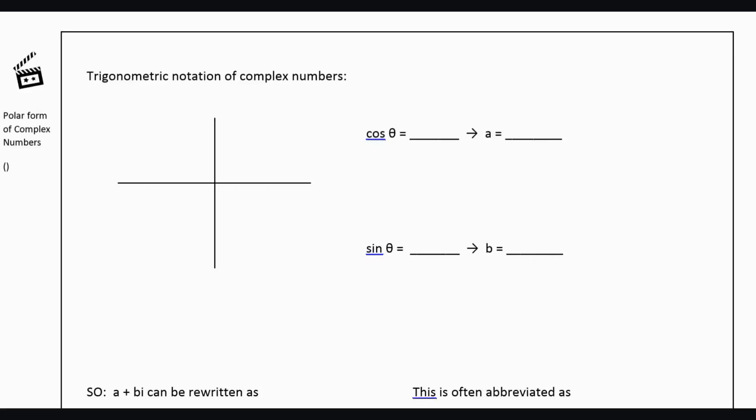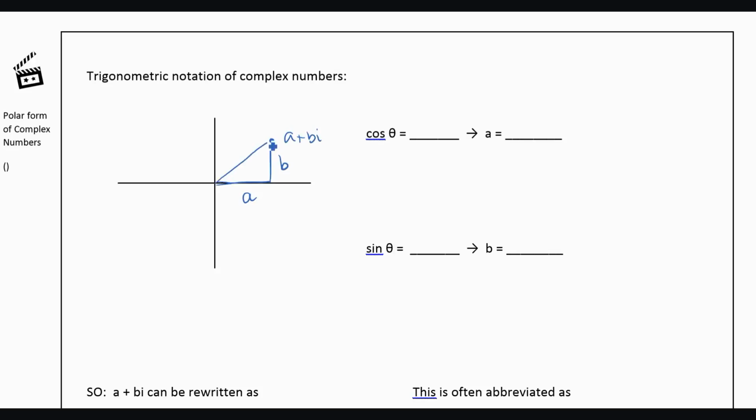Okay, so now what we're going to look at is called trigonometric notation of complex numbers. And you'll notice this is very, very similar to polar form. Okay, so if we have this point, a plus bi, so we've gone over a and up b.